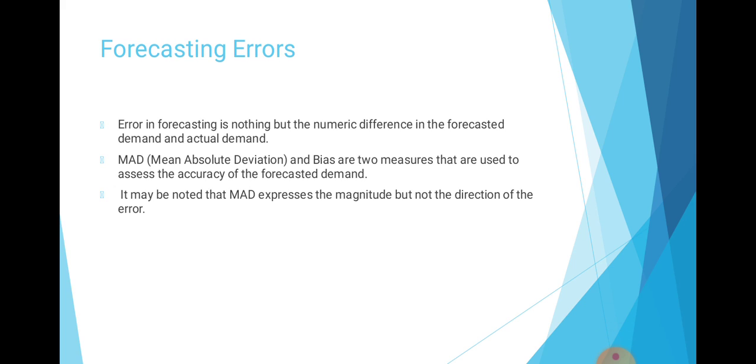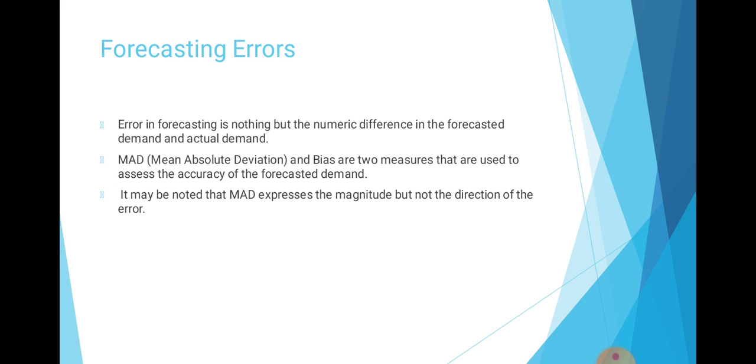For that purpose, reference class forecasting has been developed to reduce forecast error. Now we see combining forecast errors to reduce the forecast error. In this type, we combine both the multiple products and the single product forecast errors. There are two measures used to calculate forecasting errors: one is the MAD, meaning mean absolute deviation, and another is bias. These are two measures that are used to assess the accuracy of the forecasted demand.